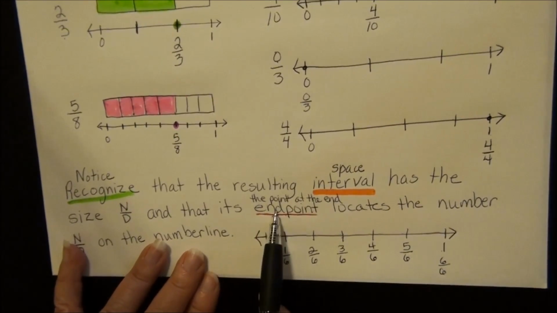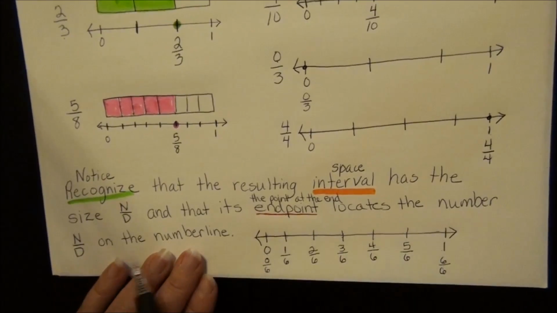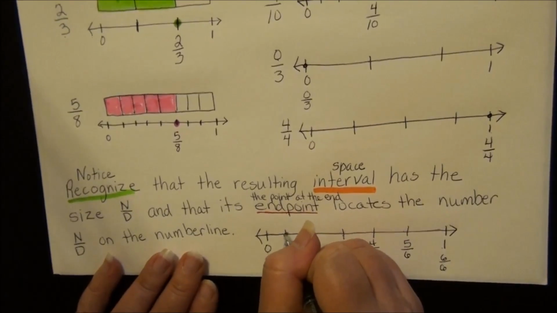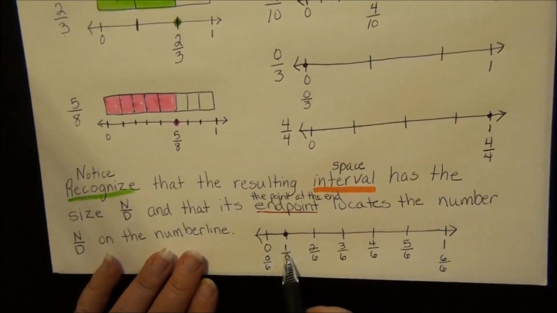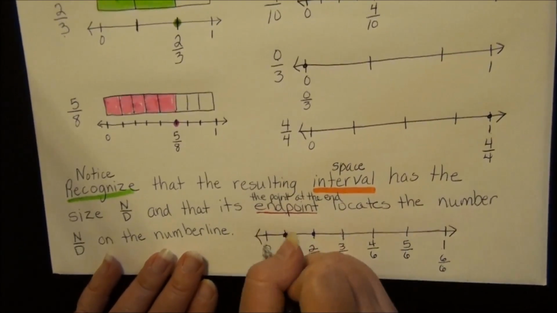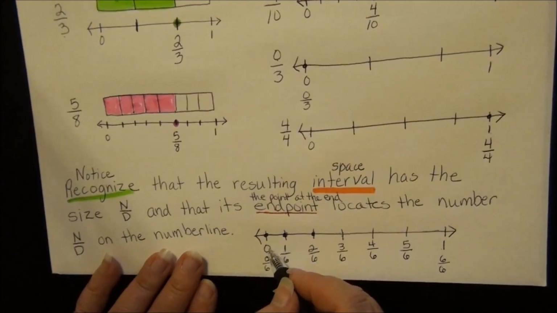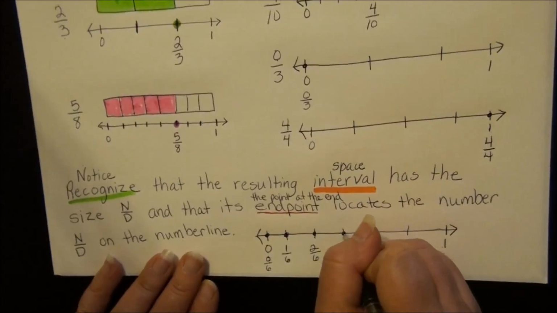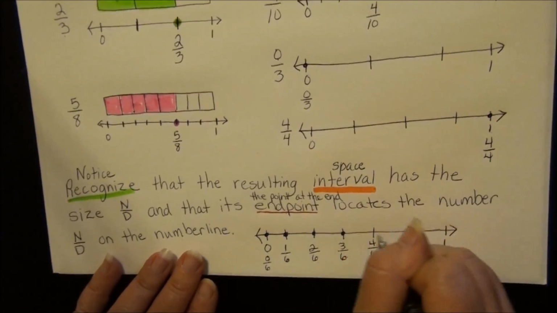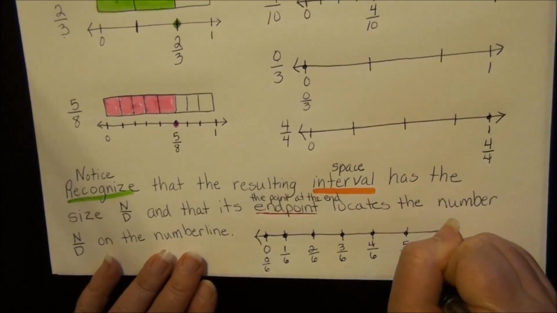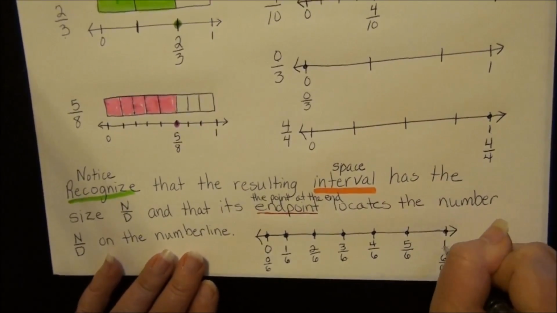Okay, and that its endpoint, or the point at the end, locates the number numerator over denominator on the number line. So if I put a dot here, you would say the dot is at 1 out of 6 on the number line. If I put the dot here, you'd say it's at 2 out of 6. Let's back up. If it was here, you could say it's 0 or it's 0 out of 6. Either one would be correct. This endpoint is 3 out of 6. This endpoint is 4 out of 6. This endpoint is 5 out of 6. And this endpoint is 1 or 6 out of 6.